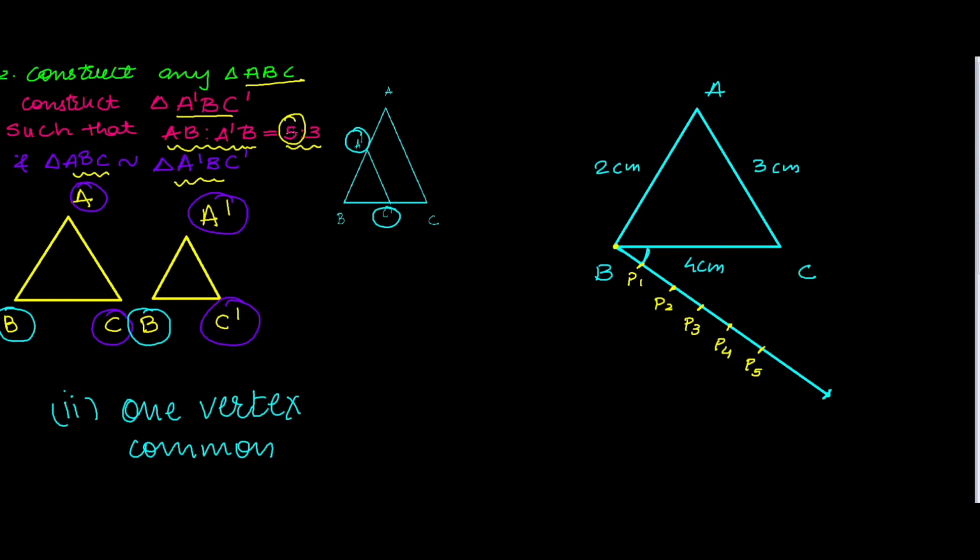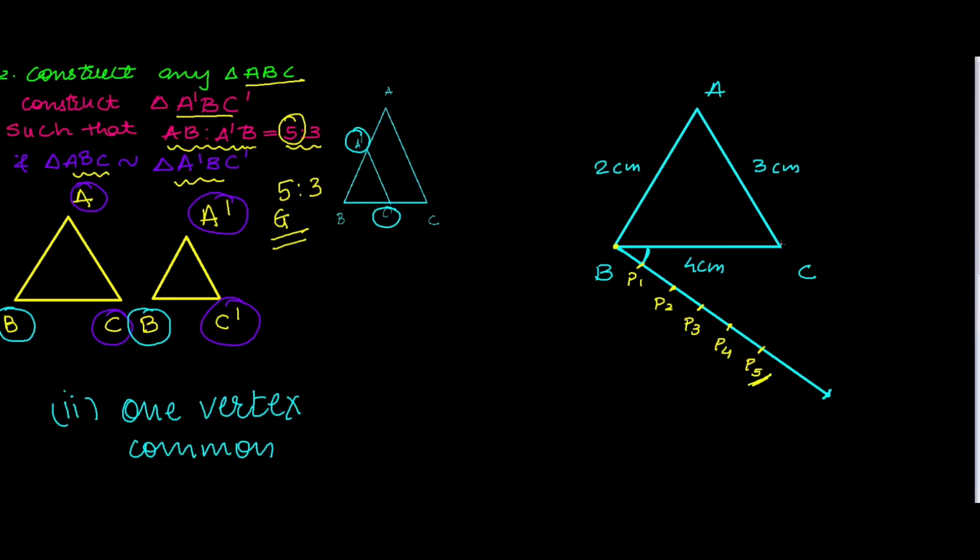So why did we take only 5 points? Because the ratio is 5 is to 3, so we will take the greater number of points. Therefore we took 5 points. Now you can take any measurement, like we used 1.5. You can use 1 or 2 centimeter distance as well between the points, but it was convenient to use 1.5. You can use 2 or 1 also, depending on your choice.